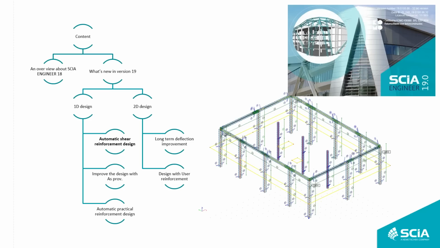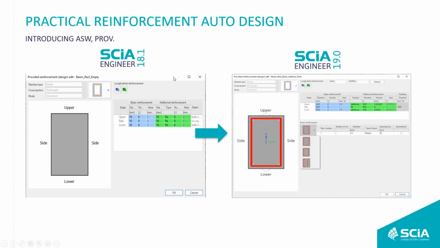I will start with the first improvement in this new version. It's design of the shear reinforcement. Most of you are familiar with this window, which is the definition of AS basic and AS additional, right? There is something missing in that window, which is the stirrups. In the old version, we could design shear reinforcement, but the design was theoretical amount, not practical.